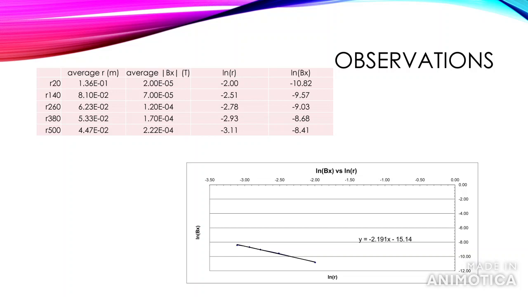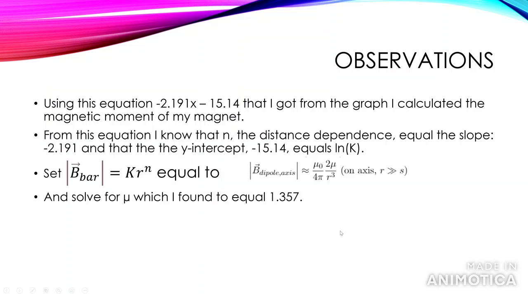You can see at 20 microteslas, which is what R20 means, the average R, which is the average distance, was 1.3 times 10 to the negative 1, and I have the average magnetic field, and then I have the natural log of R and the natural log of the magnetic field, which I put into a graph. On the x-axis you can see the natural log of R, and on the y-axis the natural log of the magnetic field, and it gives you this equation. Using this equation from the graph, I can calculate the magnetic moment of my magnet.